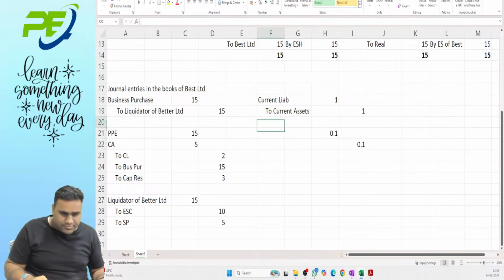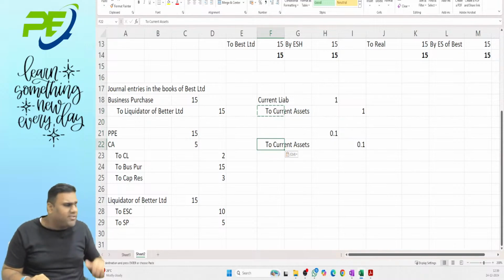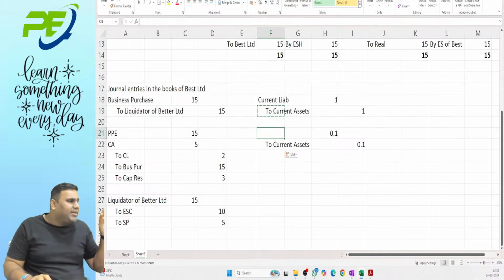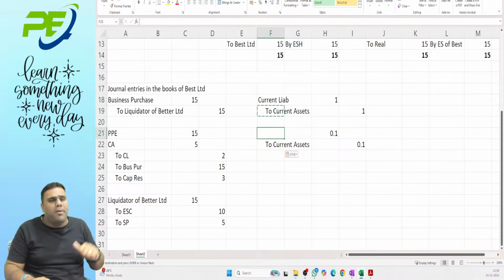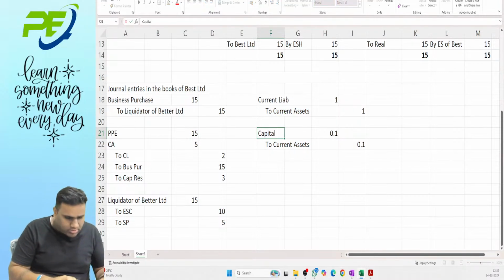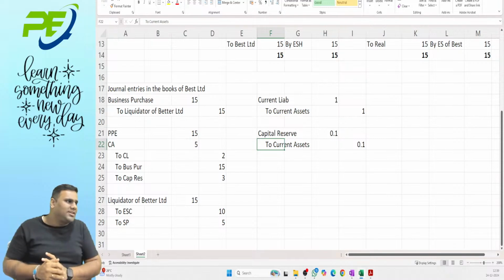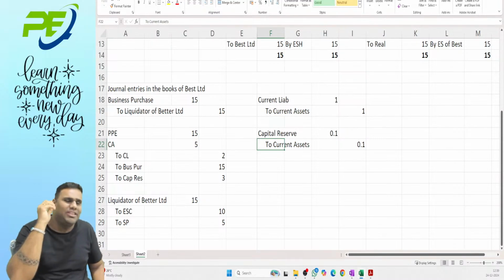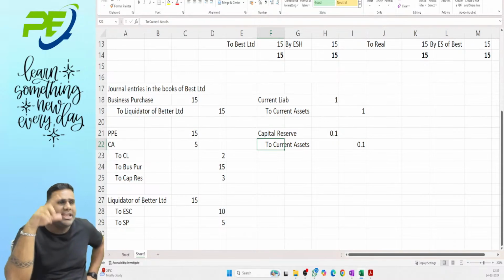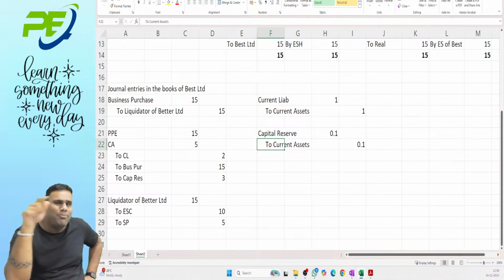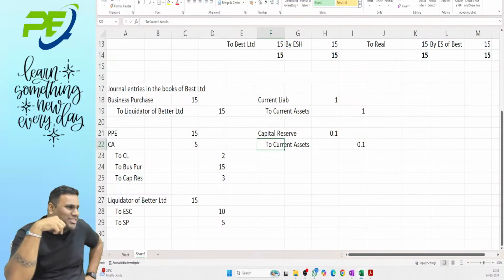Current asset, very good, because stock value has to reduce. So current asset credit, and debit is goodwill or capital reserve. In this problem, what do we have? Capital reserve. Now, we did not leave space for journal entries, so somehow manage and write. At which point did we write journal entries in the books of the purchasing company? Seventh point. We wrote 5 points already, so next write 7.6, something like that.